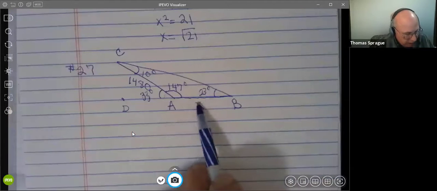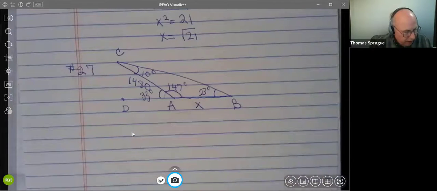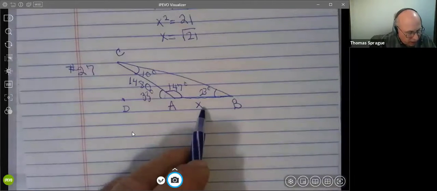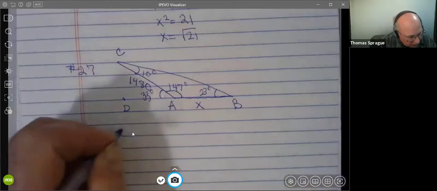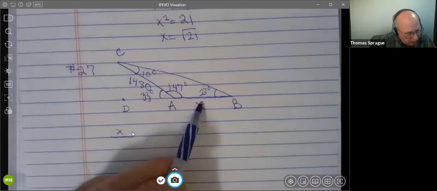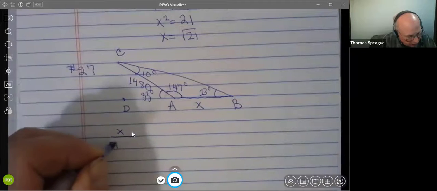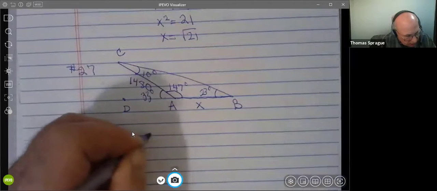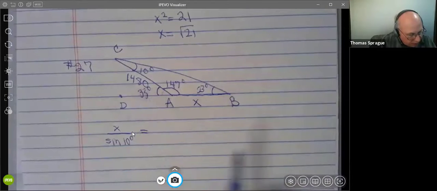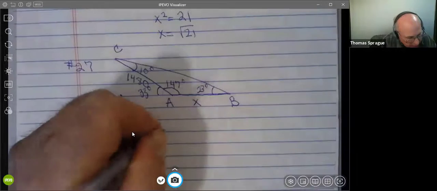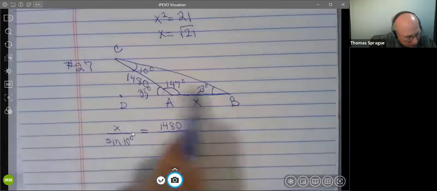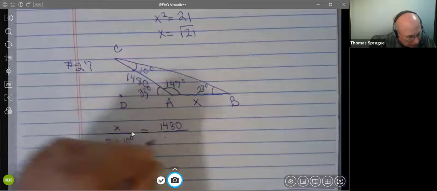So I know all the angles and I know one side. And what we'd like to do is get this side here. Well, that is a classic setup for the law of sines. So we'll have X, or you could say AB, over the sine of 10 degrees is equal to, now just pick the other one we know, 1480 divided by the sine of 23 degrees.